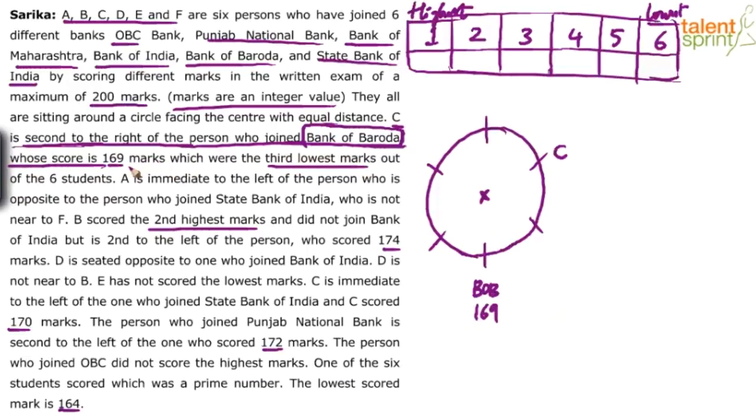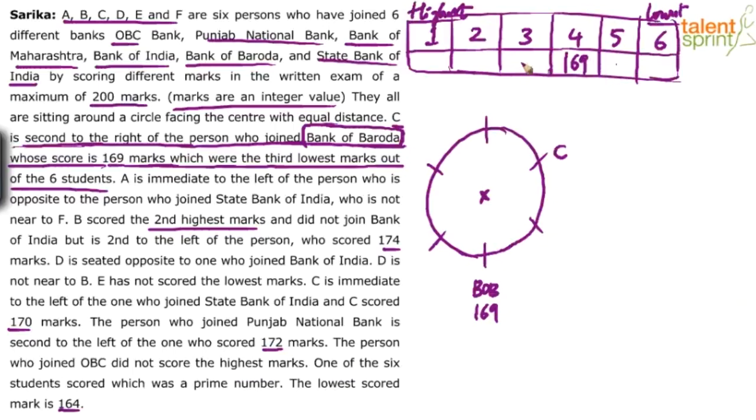Which were the third lowest marks? He scored 169, which were the third lowest marks out of all the 6 students. So, basically, this person who has scored 169 has got the third lowest marks. See, lowest is this, second lowest and third lowest. So, we can say third lowest is 169. You're able to follow? 169 marks, third lowest.